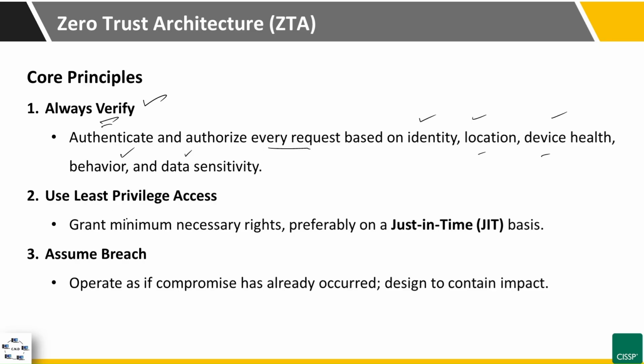Use least privilege access, meaning granting minimum necessary rights, preferably on a just-in-time basis. What does this mean? This means giving the rights only for that specific period of time for which they are needed and then reverting the rights back. Assume breach means assume that compromise has already occurred, which is designed to contain impact.